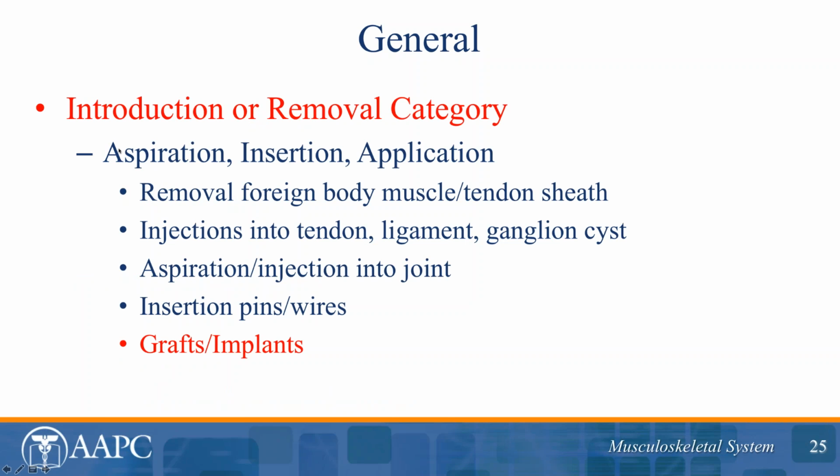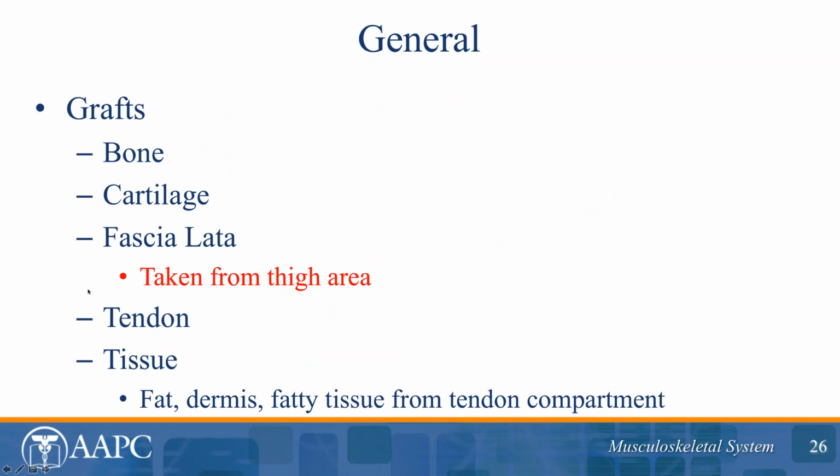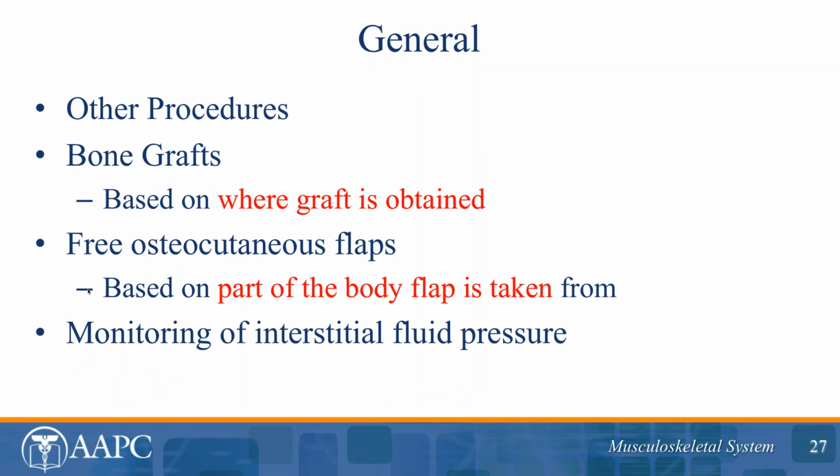And remember, introduction or removal category, what's going on in there? Introduction or removal could be removing a foreign body. I said that would be one that they'll maybe ask you about. Injections, insertions, grafts, and implants. Those are the devices, because those are being introduced into the body or they're being removed, such as a foreign body. Under the general heading, there are different types of grafts: bone grafts, cartilage, and the fascia, which is taken from the thigh area. And then they have tendon and tissue grafts. If you are coding for a graft, on page 98, it's a good spot to write your little tips. Where are the grafts obtained? Where are they obtaining the grafts?